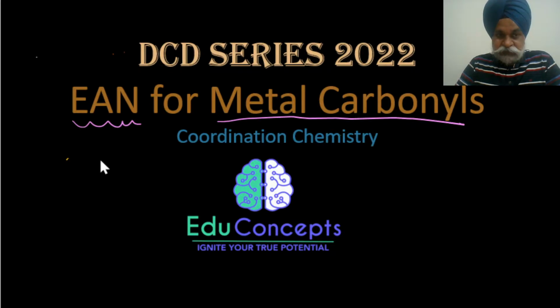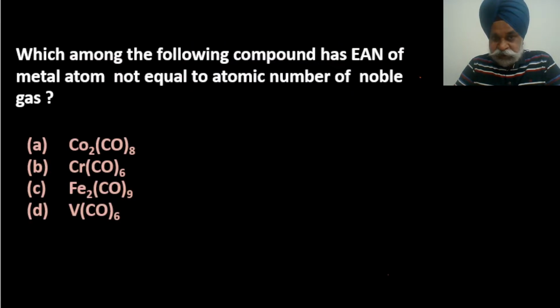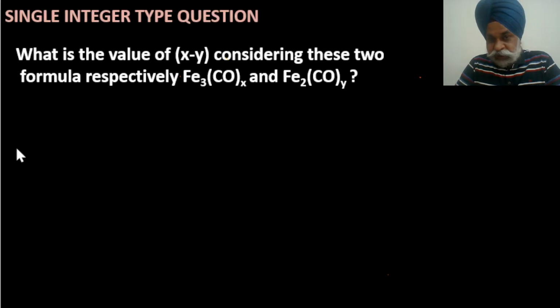So here today we will be discussing effective atomic number related to metal carbonyls. The questions which I received were very interesting. The first question is something in and around the effective atomic number of these metal carbonyls. In the other question, it's a single integer type question where x and y are being asked for these two metal carbonyls for these formulas.